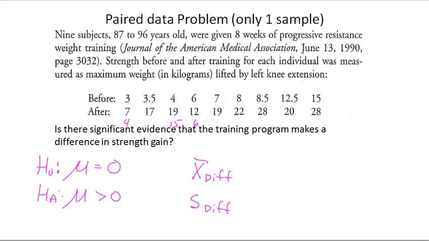So watch out for these. It's called paired data because, like, the 3 and the 7 are paired together. They're from the same person, just measured before and after. The 7 and the 19, they are paired data. They came from the same person, just measured before and after. So watch out for problems like that as well.